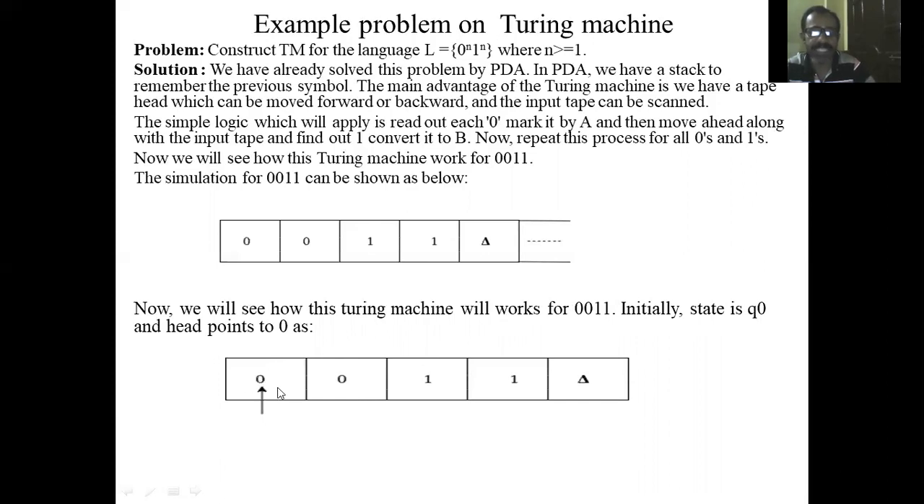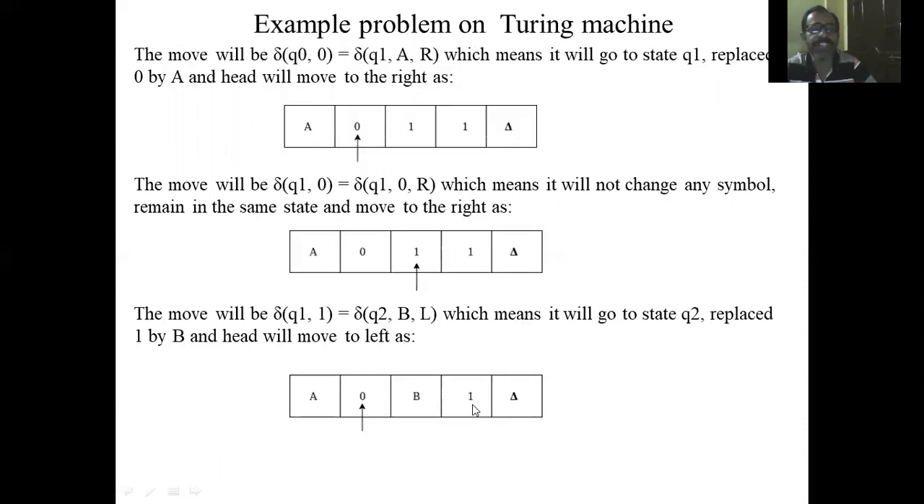So replace 0 with capital A and immediately change the state, because we are using this particular operation for replacing zeros. I'll show you that operation. See here. So delta of Q0 on 0 is Q1 A R. What is happening here is, initial state is Q0, the first symbol is 0. Immediately change the state from Q0 to Q1.